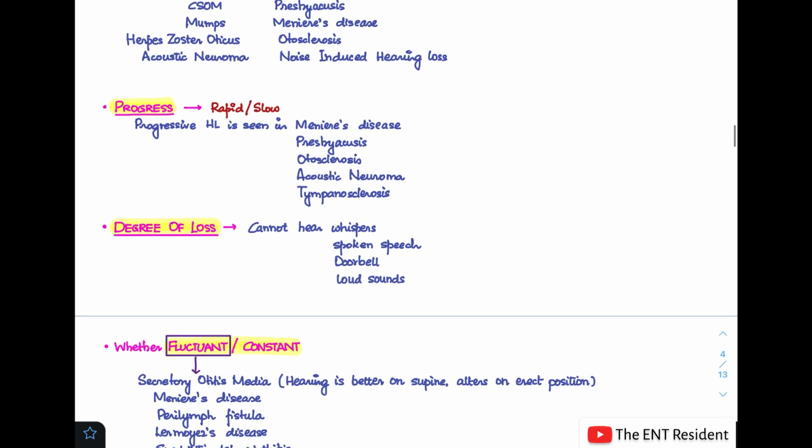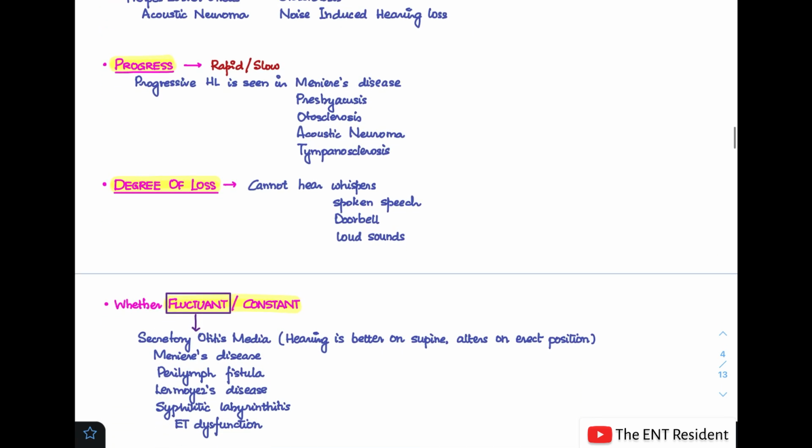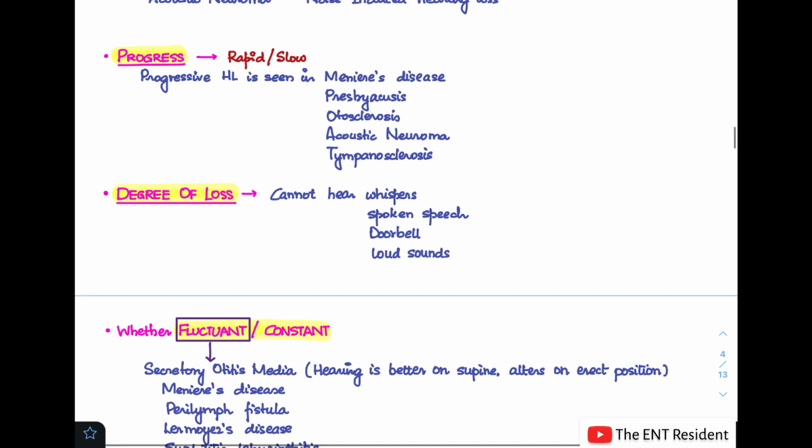Next, talking about progress of the deafness. It can be rapidly progressive or slowly progressive. Now, progressive hearing loss is seen in Meniere's disease, presbycusis, otosclerosis, acoustic neuroma, tympanosclerosis.